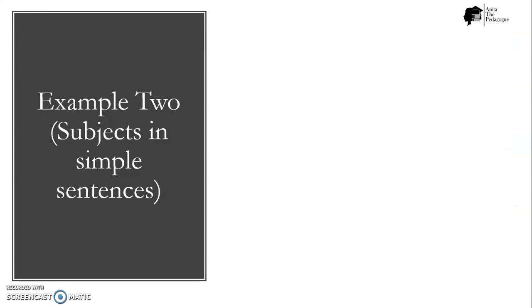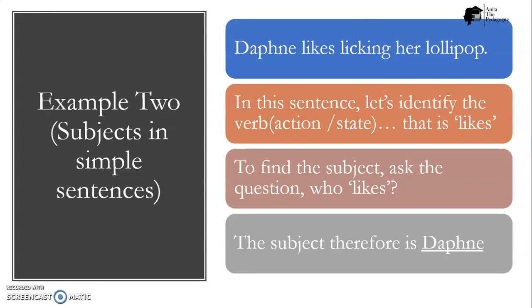Let's take a look at our second example. Daphne likes licking her lollipop. In this sentence, let's identify the verb. The verb here is likes. To find the subject, ask the question, who likes? The subject therefore is Daphne because Daphne is performing the action likes.